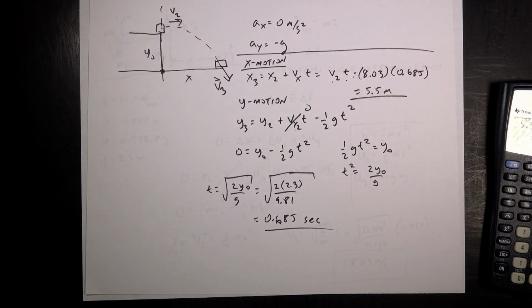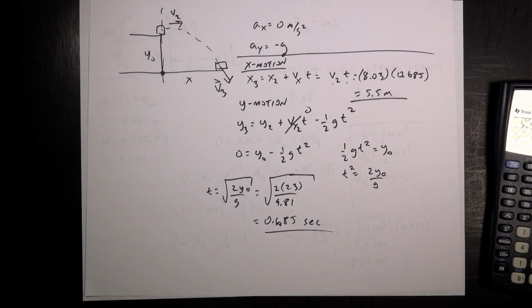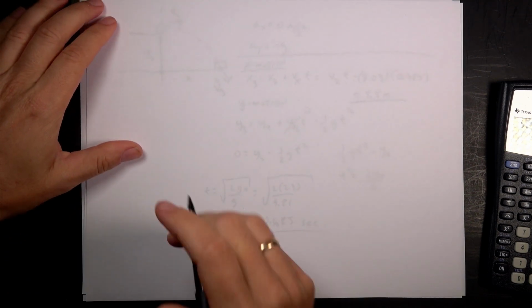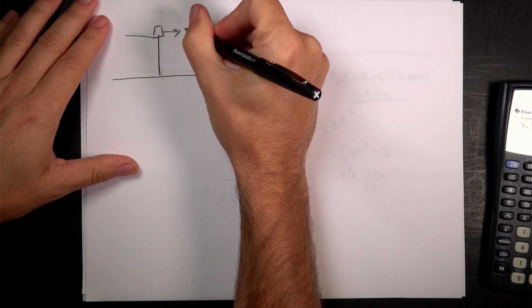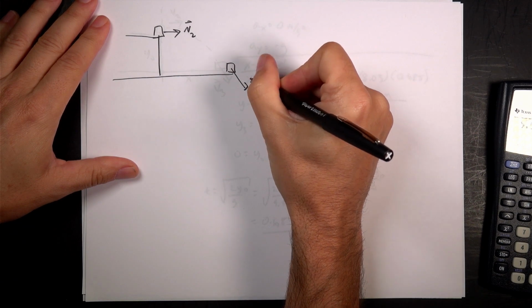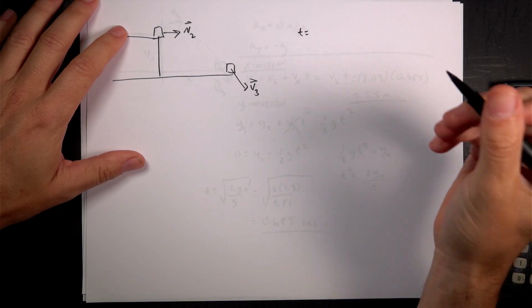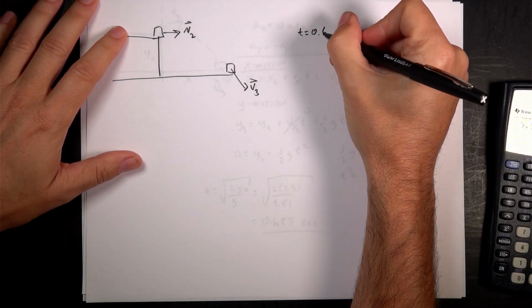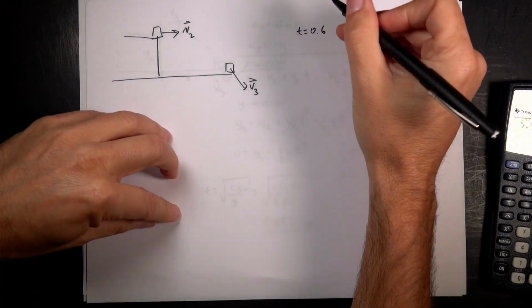Now, there's actually a couple ways to do this. And I wrote that time down so that I could do it this other way. So let's draw a picture. I'm going to do this part twice because I want to. So here we have, I'm going to write this as a vector v2, and this as a vector v3. So I know t, I'm going to go ahead and write that down. I already solved it: 0.685.